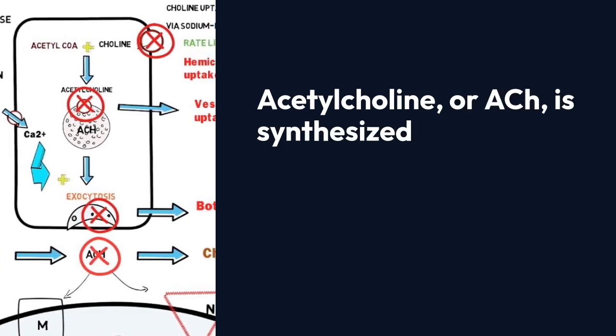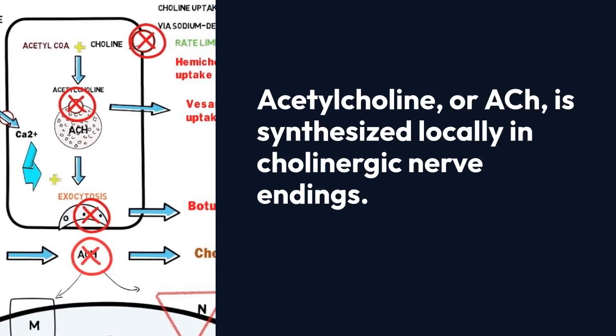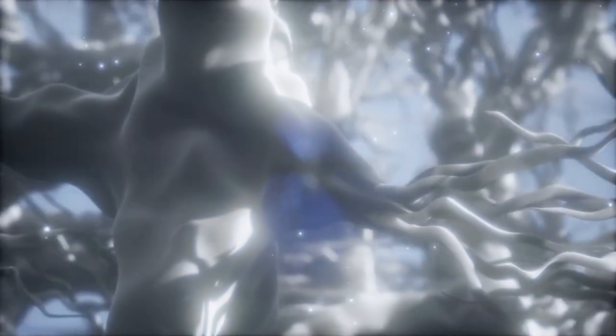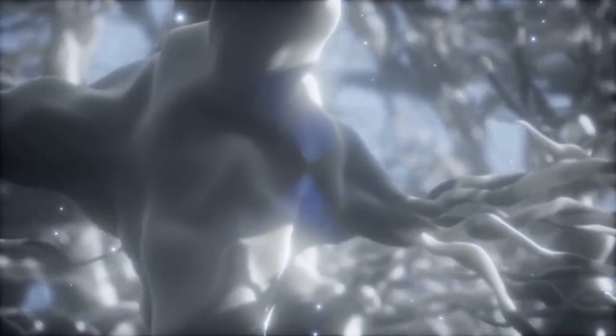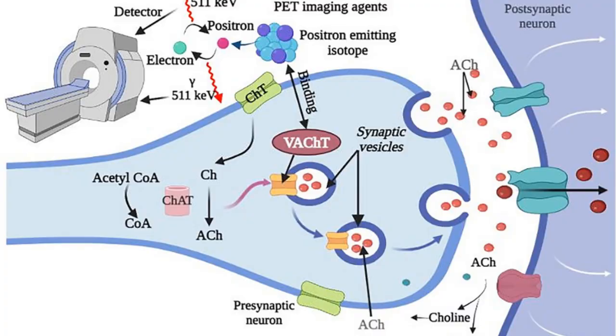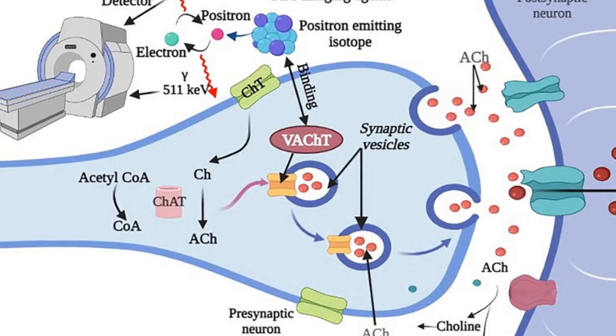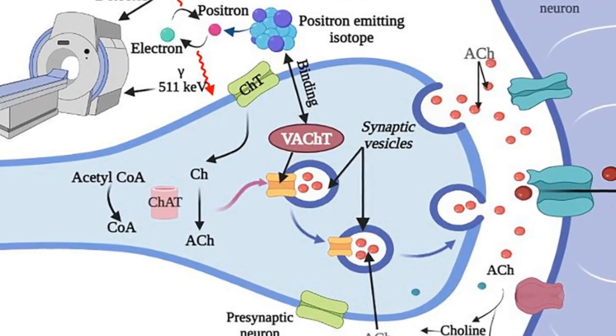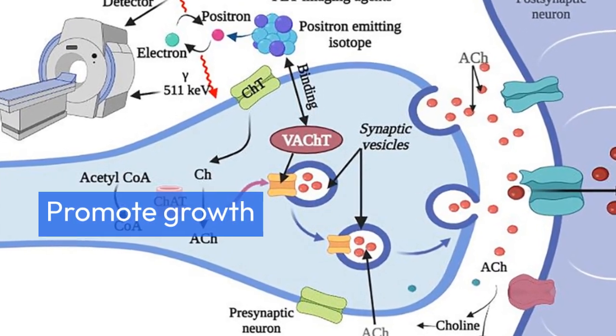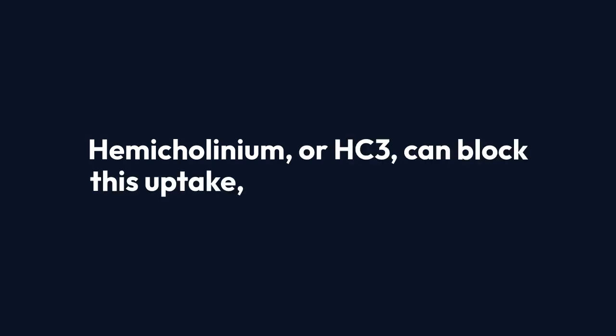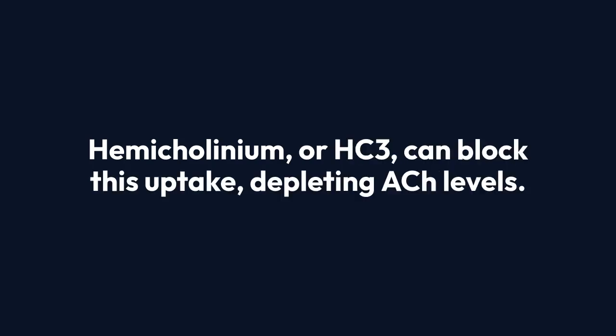Acetylcholine, or ACh, is synthesized locally in cholinergic nerve endings. The process begins with the active uptake of choline by the axonal membrane through a sodium-choline cotransporter. This choline is then acetylated with the help of ATP and coenzyme A by the enzyme choline acetyltransferase, resulting in the formation of acetylcholine. Hemicholinium, or HC3, can block this uptake, depleting ACh levels.